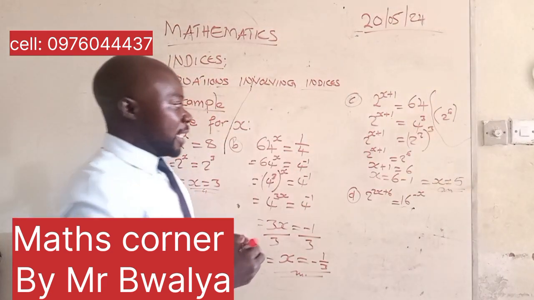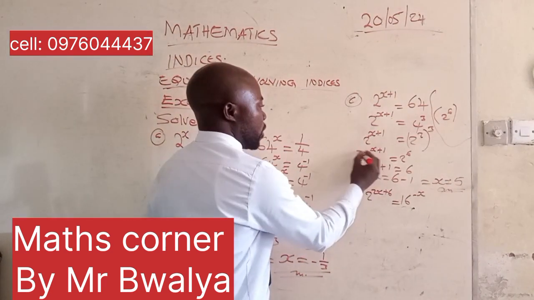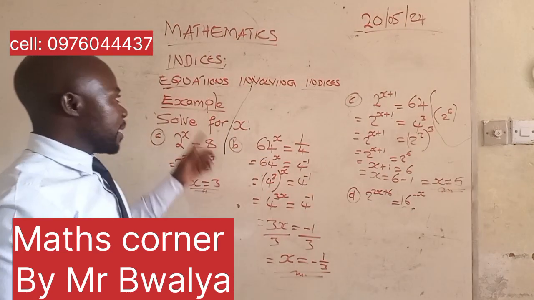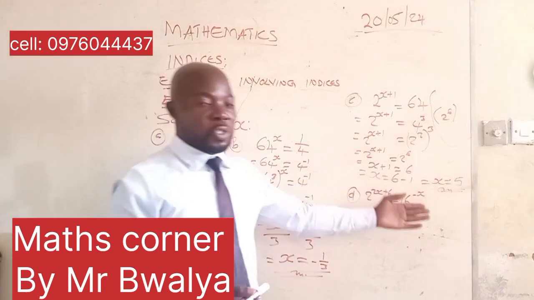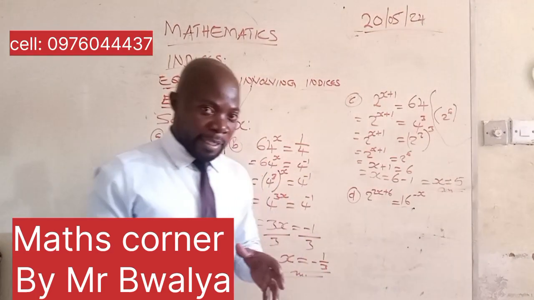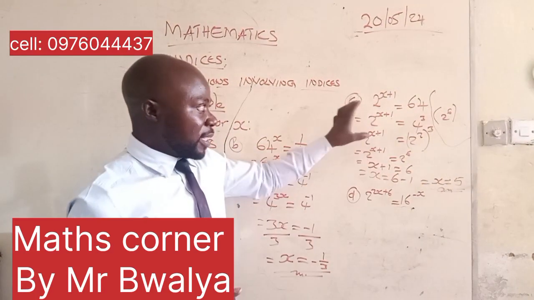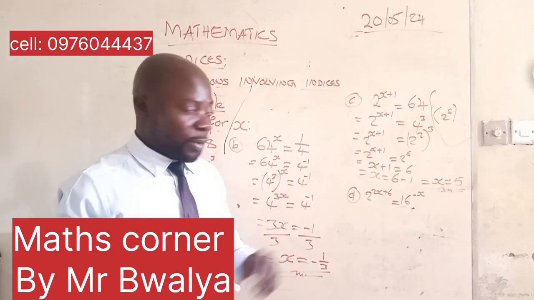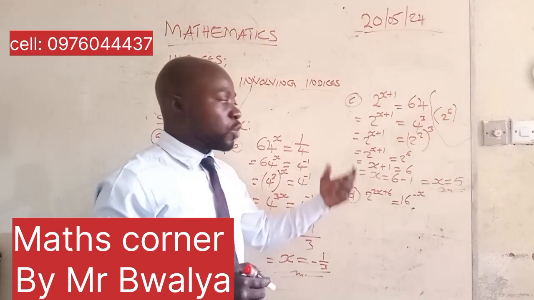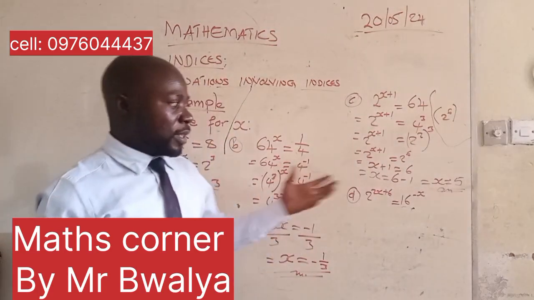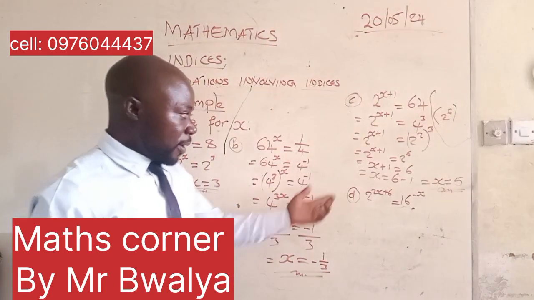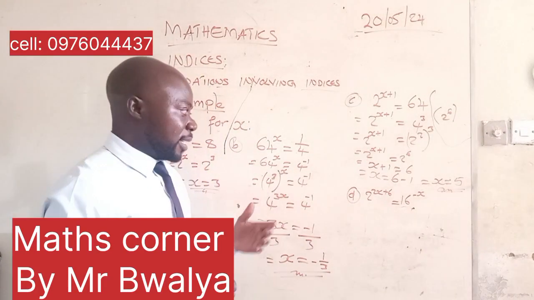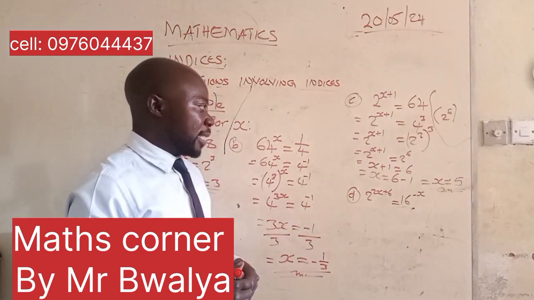It's important that you understand what you are doing or what you've been asked to find. Here they are saying solve the value of x. So we're trying to solve the value of x. When you understand what you've been given, first of all you need to go back to the rules of indices. When you understand the rules of indices, it will be easy for you to work out these indices. We go to the last but not the least.